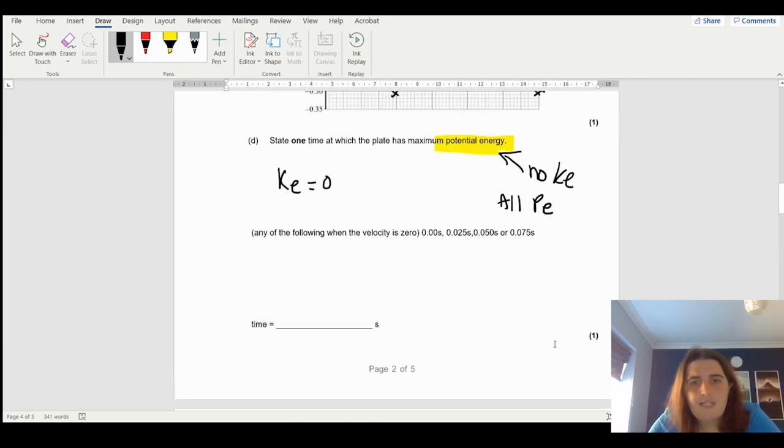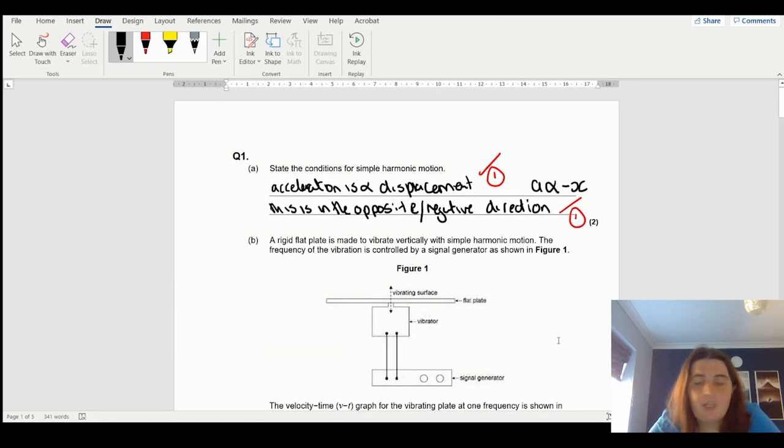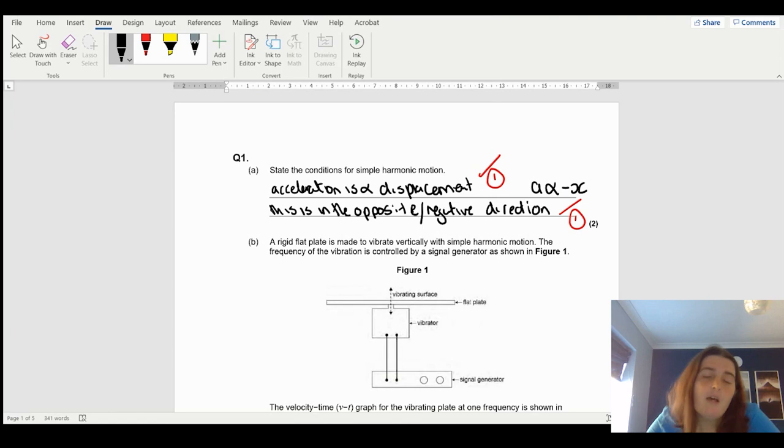So there we go. That is SHM questions from the Specimen paper. Hopefully they'll help you, and I'll do a few more from other papers a bit later.